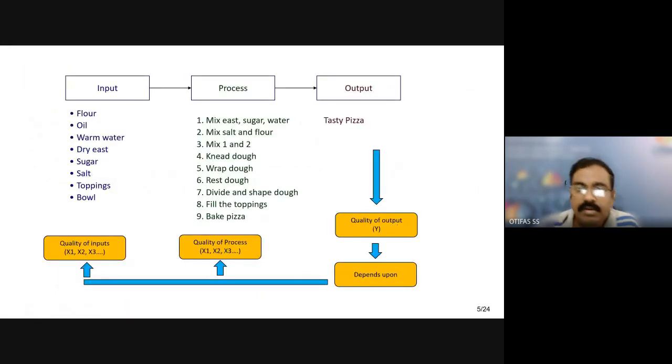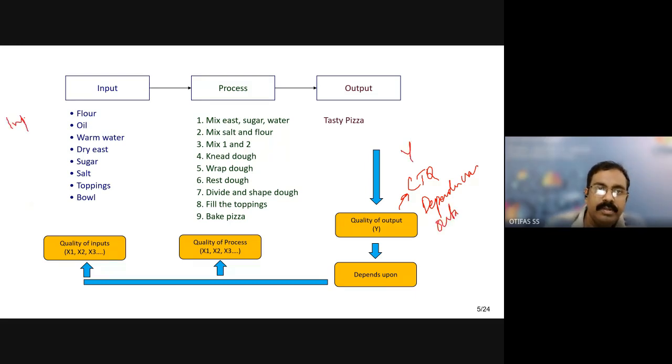So you understand the gist of Six Sigma, the quality of output. What are the words you use for quality? CTQ, dependent variable, output, and Y, all are the same. Here, input, independent variable, CTPs, all are the same, isn't it? These are all called CTPs and CTQs.